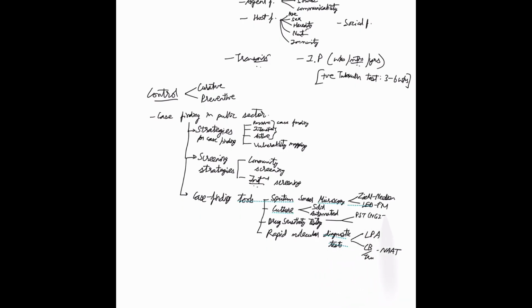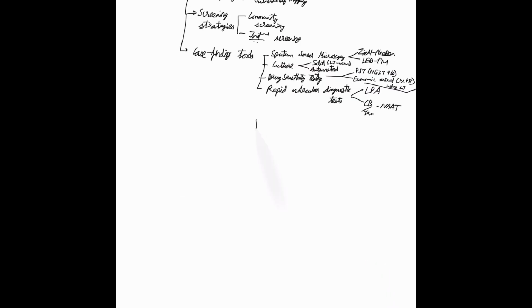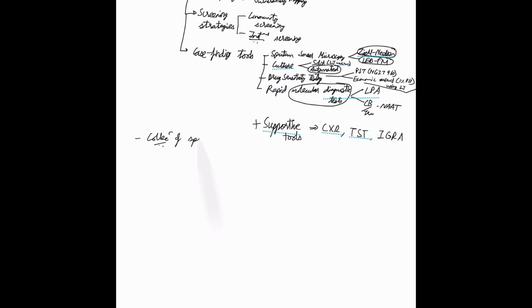And then you have rapid molecular diagnostic tests like line probe assay and CB-NAAT or TrueNAT, nucleic acid amplification testing, and other supportive tools like chest X-ray, tuberculin skin tests, and interferon gamma release assays, IGRA. Of all of these, what I've circled are the important ones which you should know.